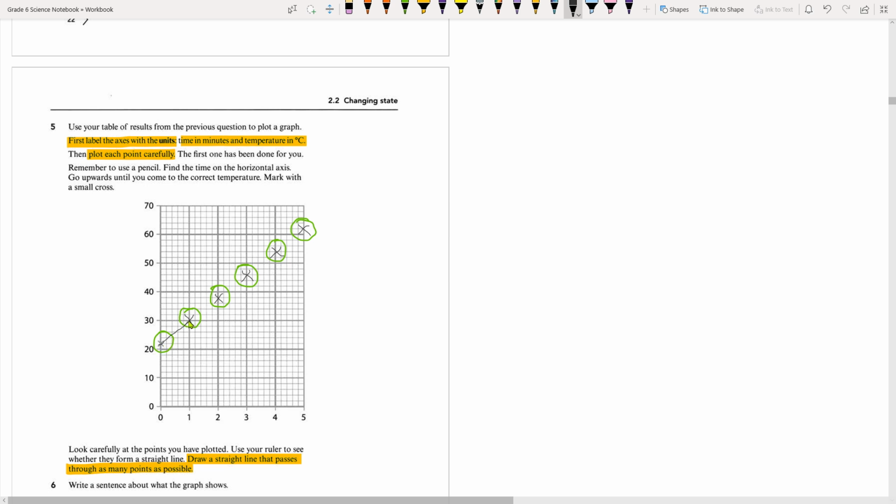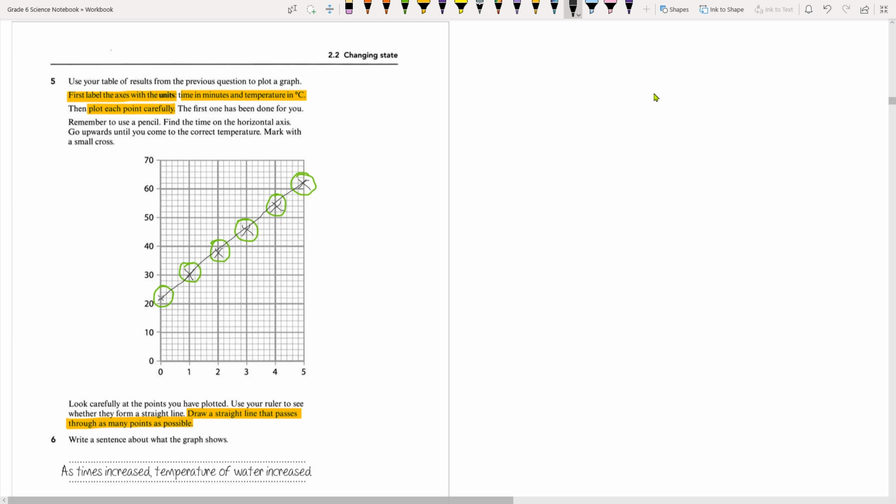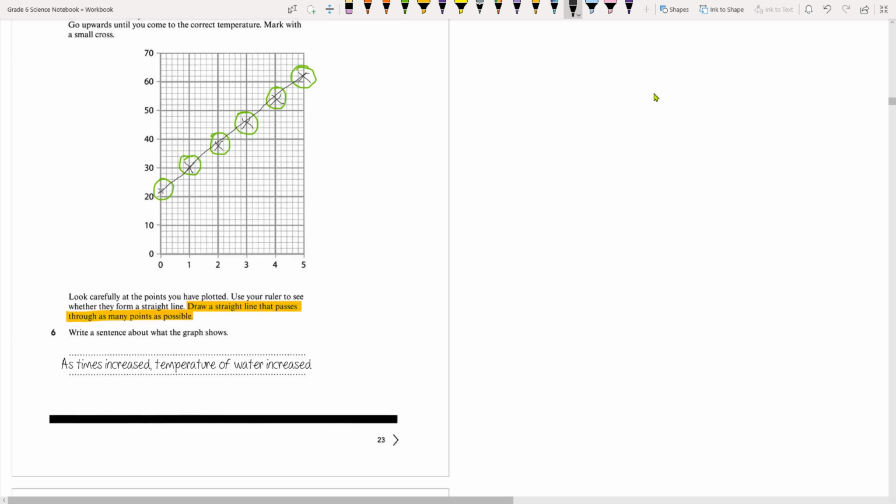And then you can draw a straight line using a scale. Unfortunately, you can't do so on my tablet, so I'm just going to rough sketch, right? Your line should go through as many points as possible. That is what you call a line of best fit to your data, right? Write a sentence about the graph, what the graph shows. The graph is showing that as the time.